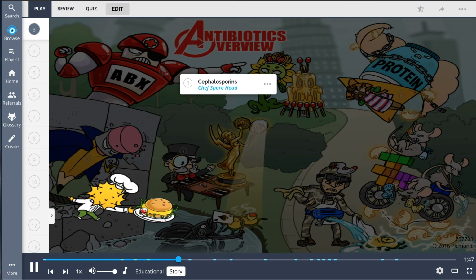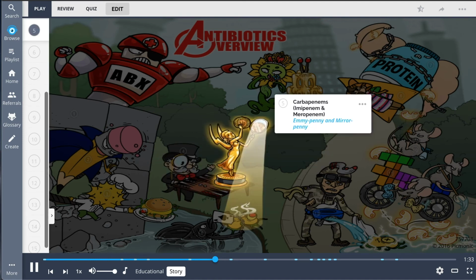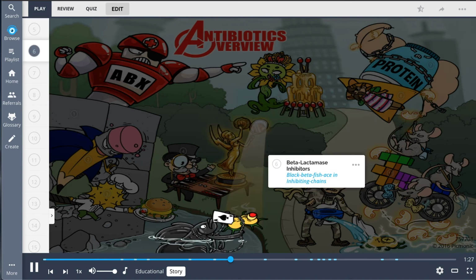Working alongside him is genius, billionaire, playboy, and philanthropist, the Mono Man Backgammon. He works to lure in the bacteria with a friendly game. However, once they get near him and the deadly Emmy Penny, Emmy uses her mirror penny to burn the bacteria to the point where they could be captured by the black beta fish, who uses his ace and inhibiting chains to put an end to the bacteria for good.